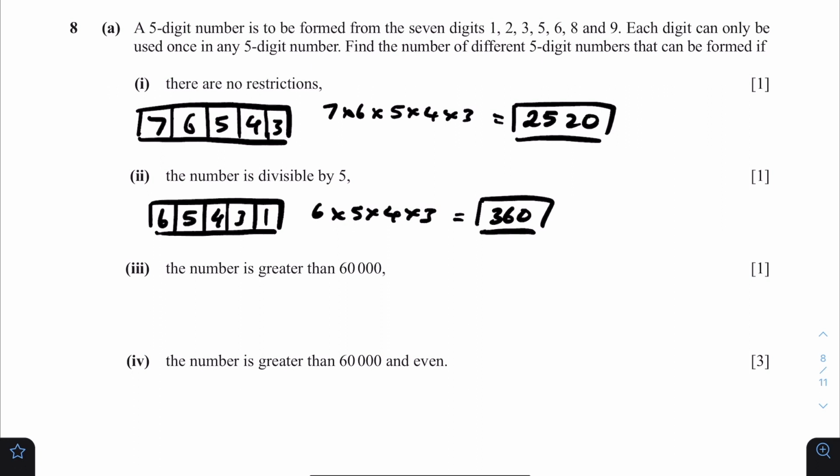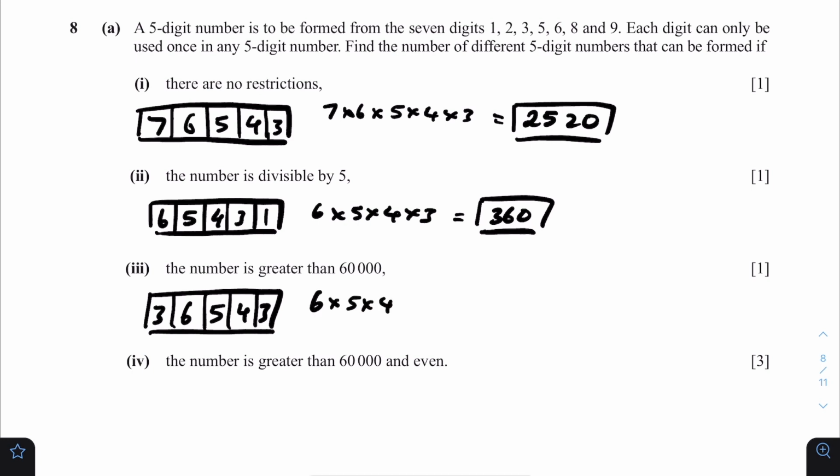Now the number is greater than 60,000. So let's just draw these boxes again. Always draw boxes, it's always helpful. So to be greater than 60,000, it can only start with a 6, 8, or 9. So therefore, there are 3 choices for what it can start with. However, in the second box, already 1 would have been picked. So therefore, there'll be 6, then 5, then 4, then 3 options. So the answer is going to be 6 times 5 times 4 times 3 times 3, which is the same thing as 360 times 3.